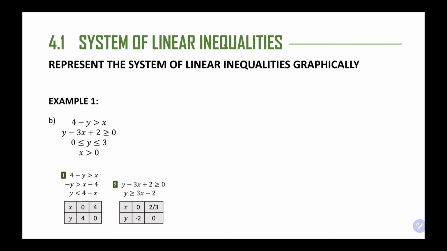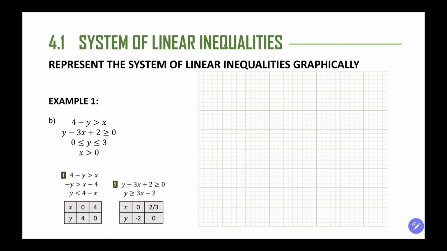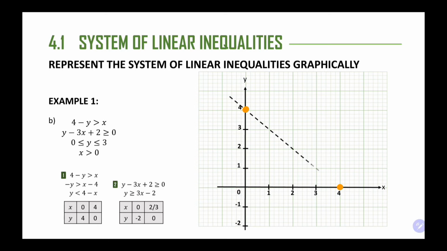Okay. Next, we take out our graph paper. We put x and y as is. Okay, then we look at the first equation. Our intercept is 4, 4. So we put 4, 4. Then we sketch a broken line at 4, 4, since it is y less than only. So we use a broken line. Then we label it as y equals 4 minus x.